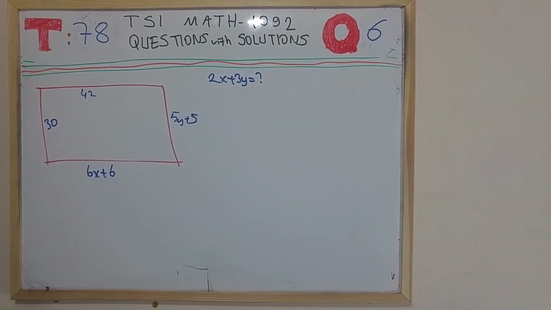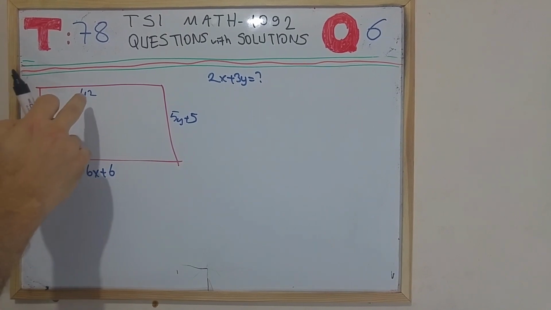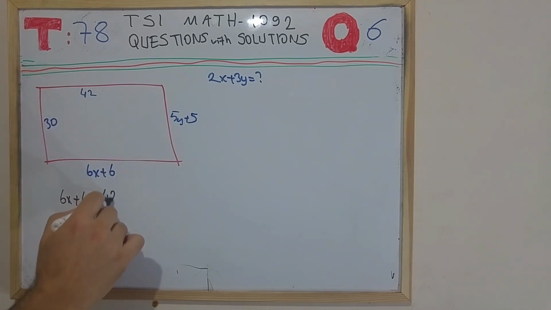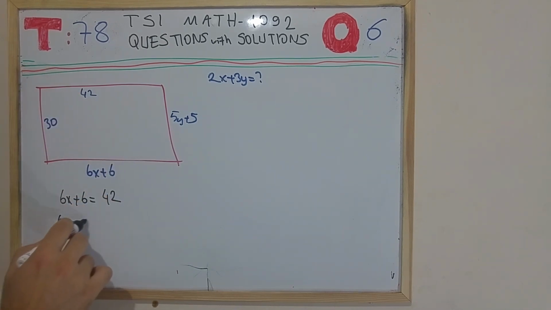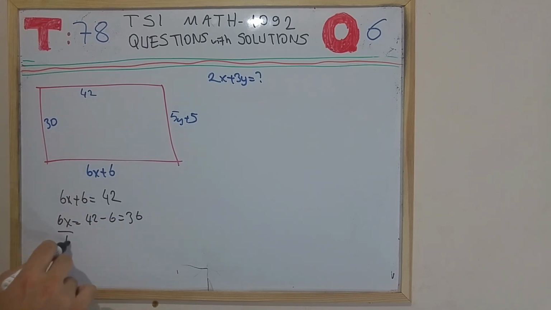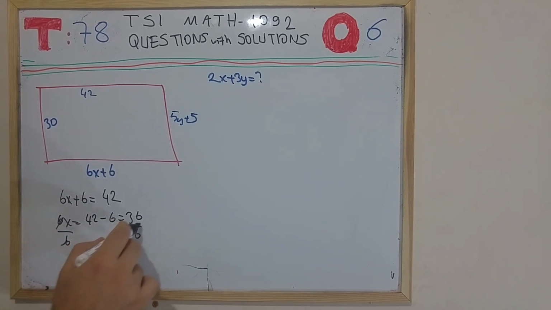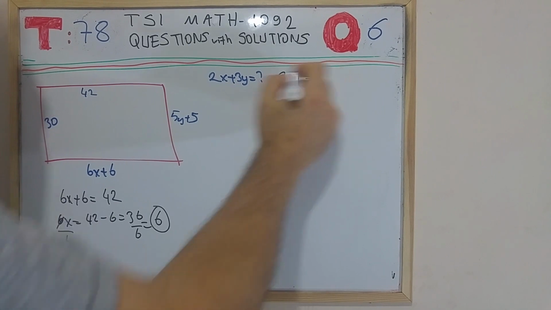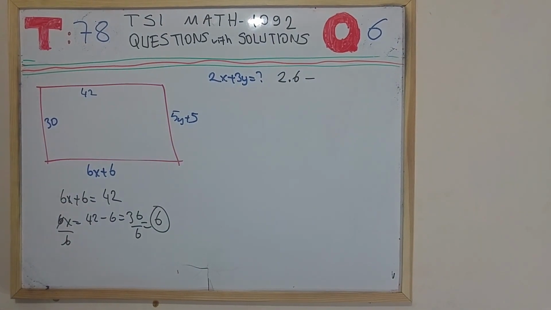We have a rectangle here, that's why parallel sides must be equal to each other. So 6x plus 6 must be equal to 42. 6x is equal to 42 minus 6, that is 36. When I divide by 6, x is equal to 6. Let's find y now.